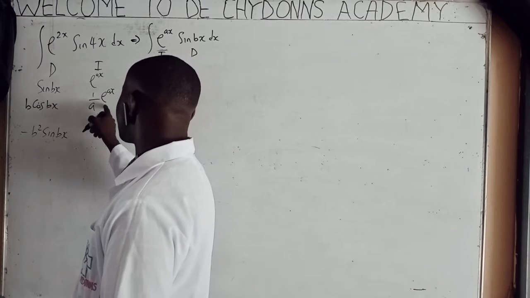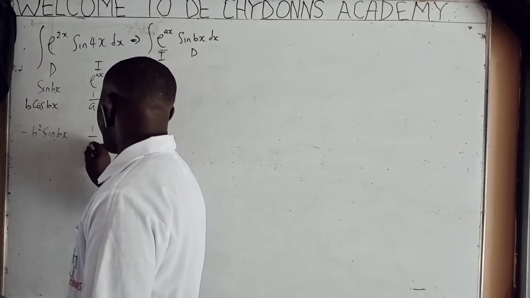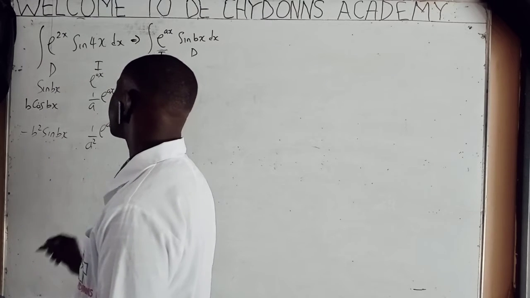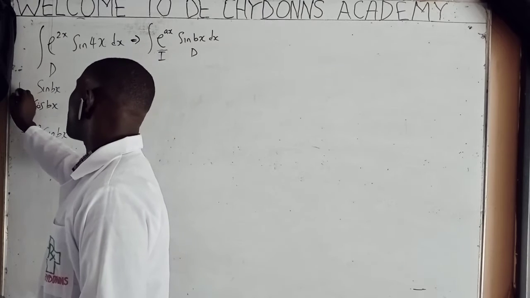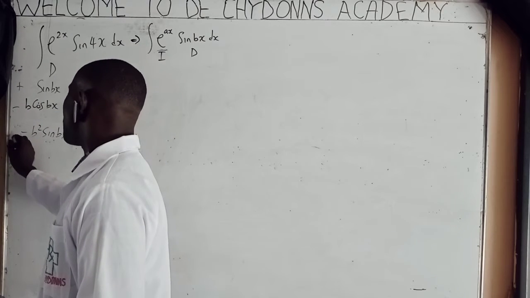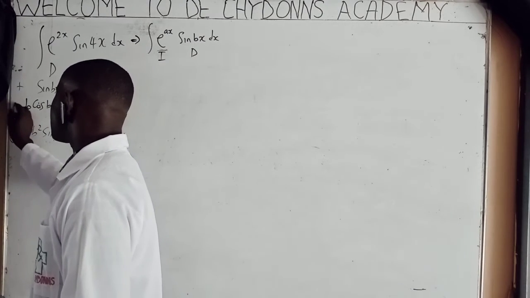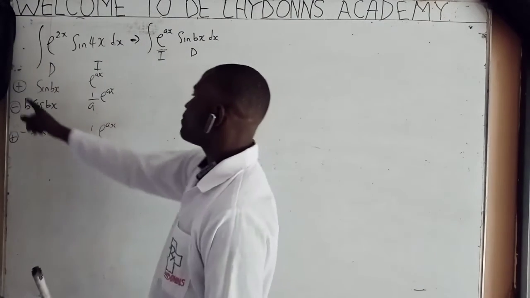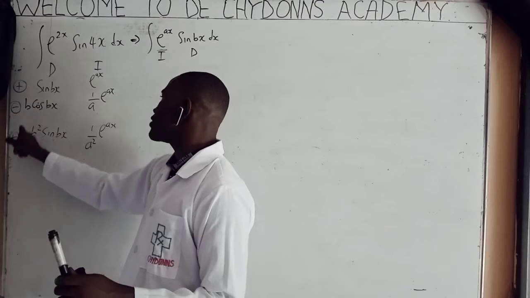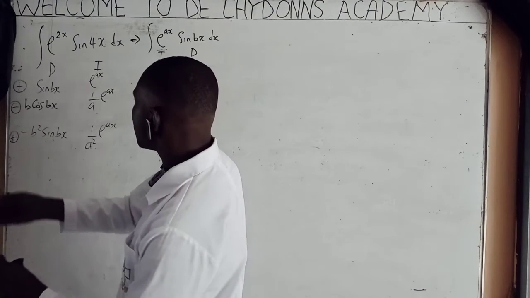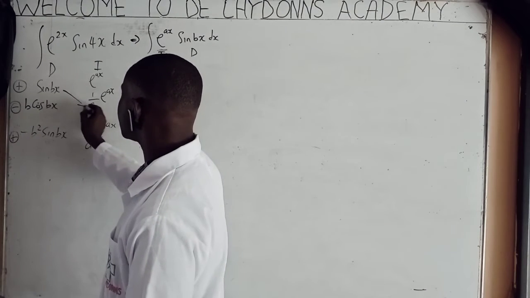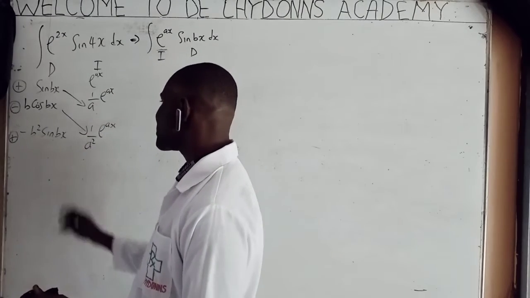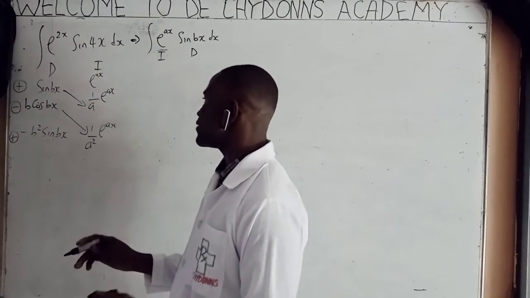Then integrate this, 1 over a squared exponential ax. So put plus, minus, plus. This plus, minus, plus you are putting is constant. Then connect this to this, connect this to this, then multiply these two with the symbol of integration sign.